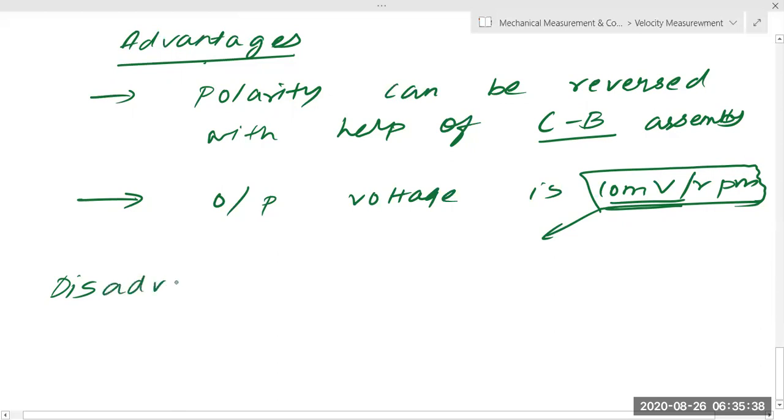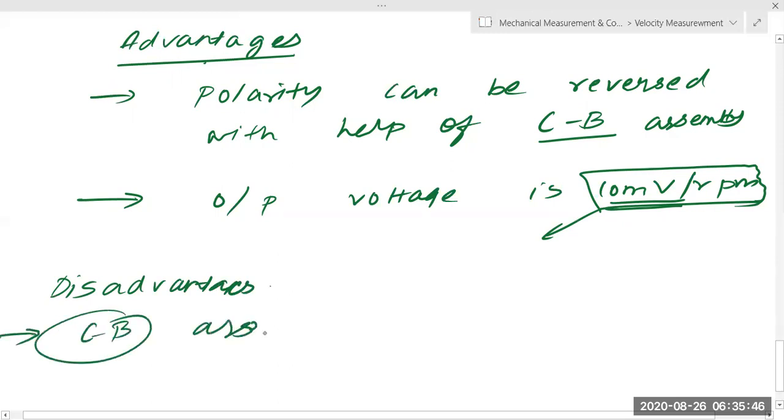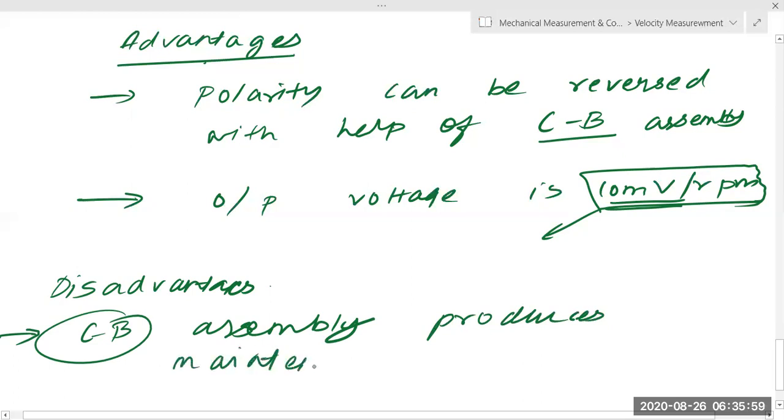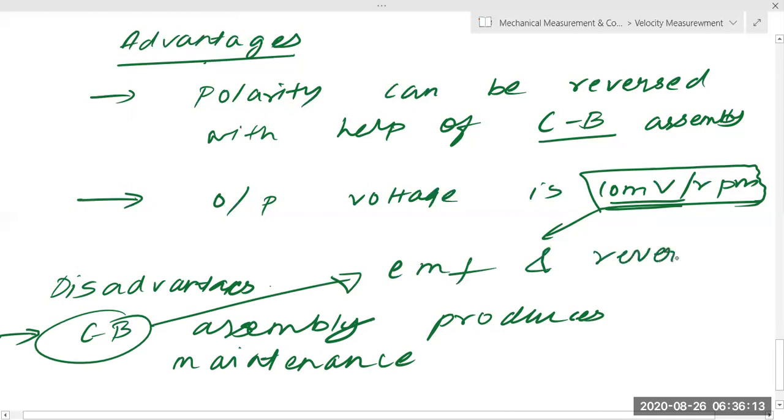So now I would like to add some disadvantages. Now the commutator and brush assembly is there. Whenever there is an assembly, you have to maintain that assembly. So the commutator and brush assembly produces a maintenance problem. You have to replace commutator and brush once they get damaged, because the commutator and brush are going to carry the EMF. There are two functions of commutator and brush. They will carry EMF, and they will reverse polarity.